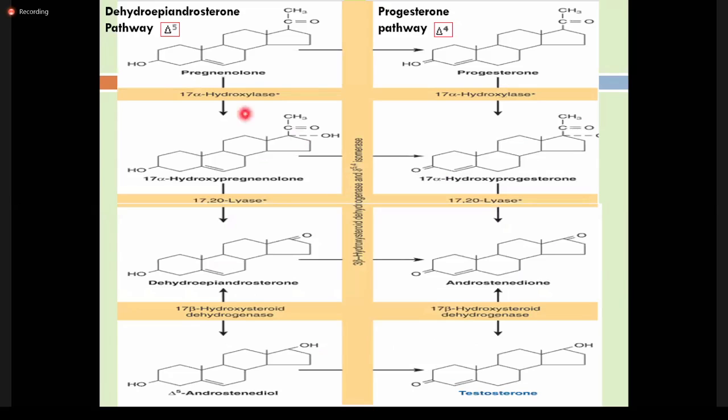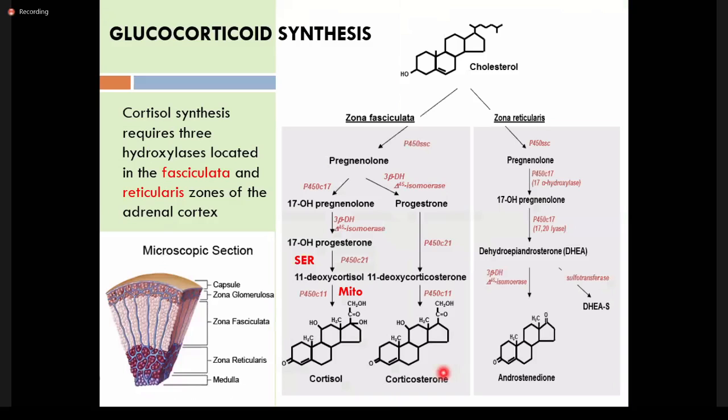Okay, so assuming you started with cholesterol and pregnenolone, either pathway will generate testosterone. So there are no reactions that will generate testosterone other than the steroidogenesis pathway, which is the major pathway.